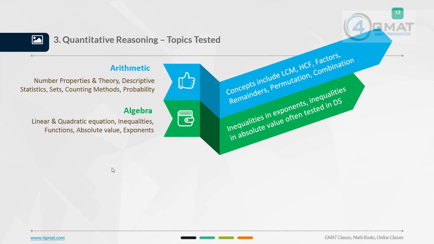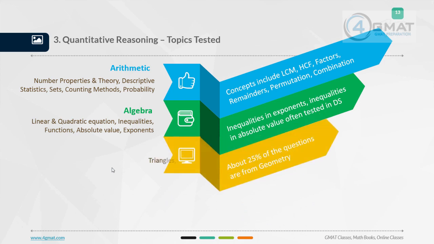Usually in the DS variant, you'll find questions on inequalities, either with exponents or testing your concepts with absolute value. And these are quite interesting, or one could even call them tricky questions. The third area where you get questions is geometry: lines, angles, triangles, circles, quadrilaterals, coordinate geometry, and in solids, volume and surface area. These are the things that are tested. About 25% of the questions in the GMAT appear from the geometry area.